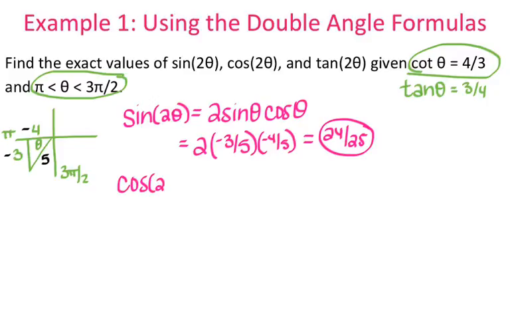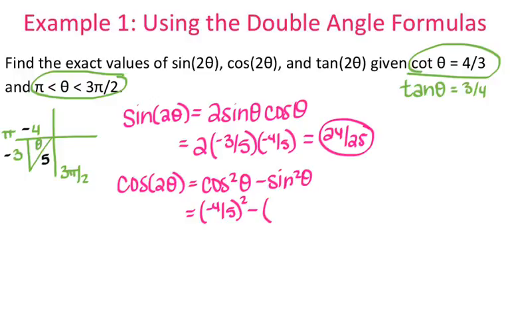Cosine of 2 theta has three options to choose from. I'm going to go ahead and do the first one, which is cosine squared minus sine squared. You could really do any of them. So cosine is my adjacent over the hypotenuse, which was negative 4/5, minus sine, which is opposite over hypotenuse, which is negative 3/5, squared. I'm just going to type that in.